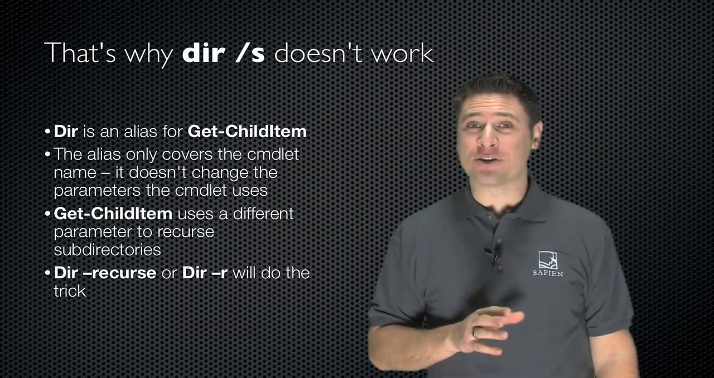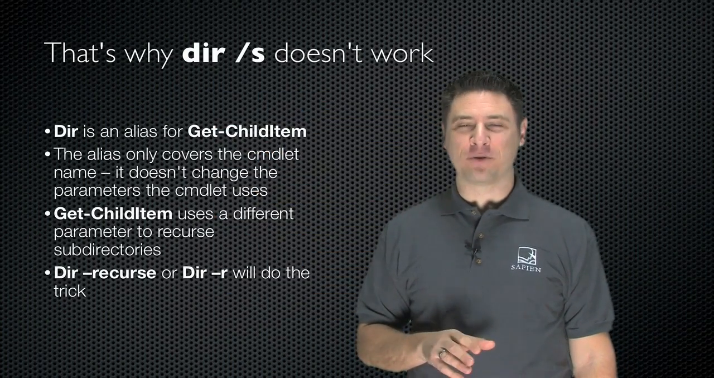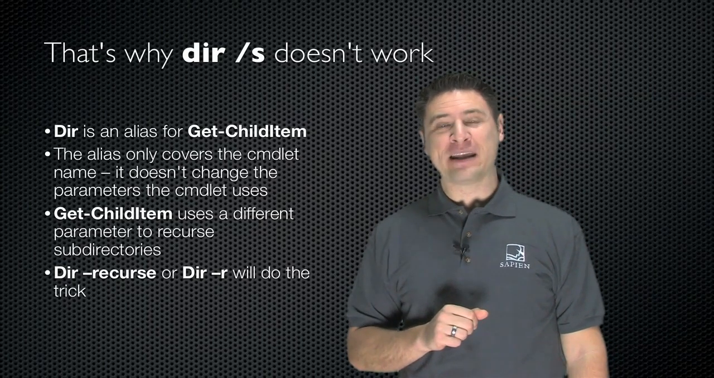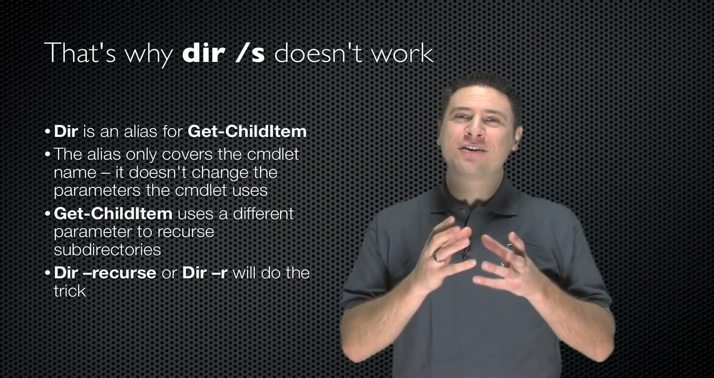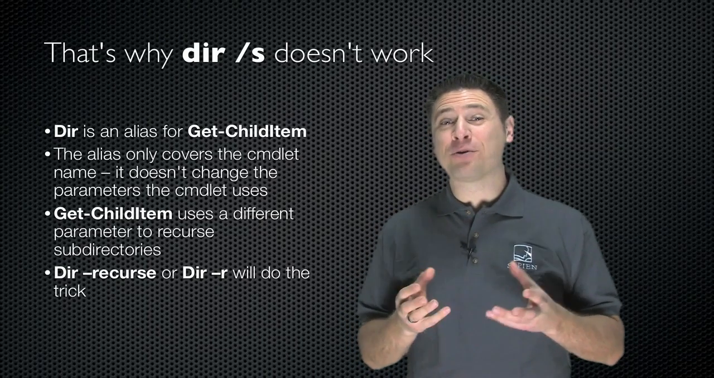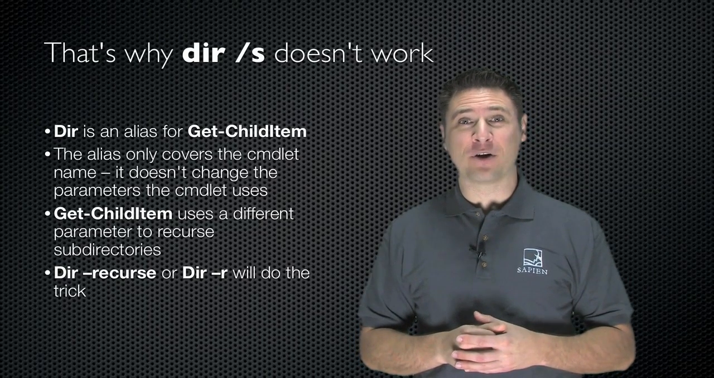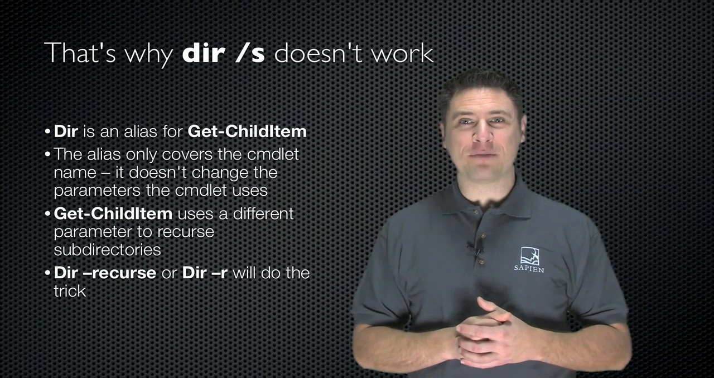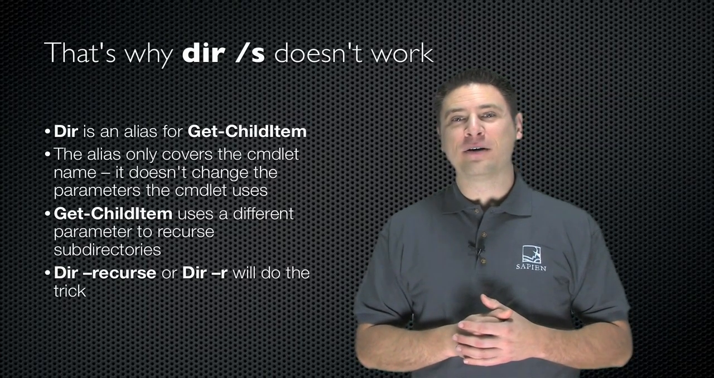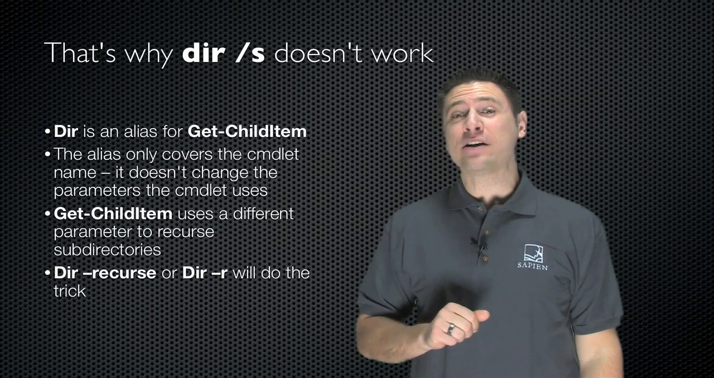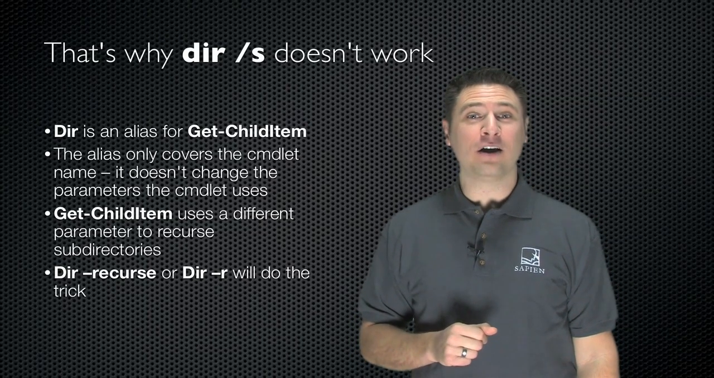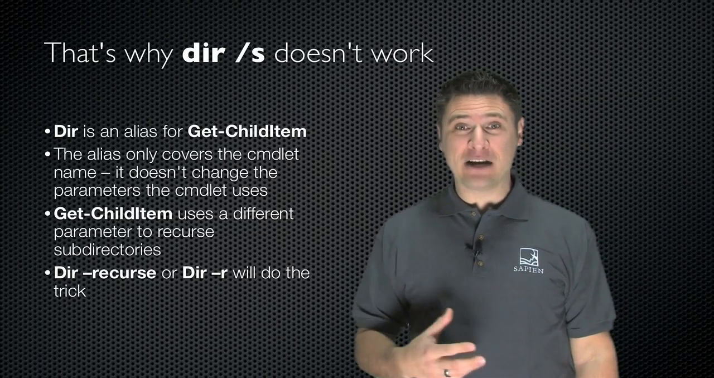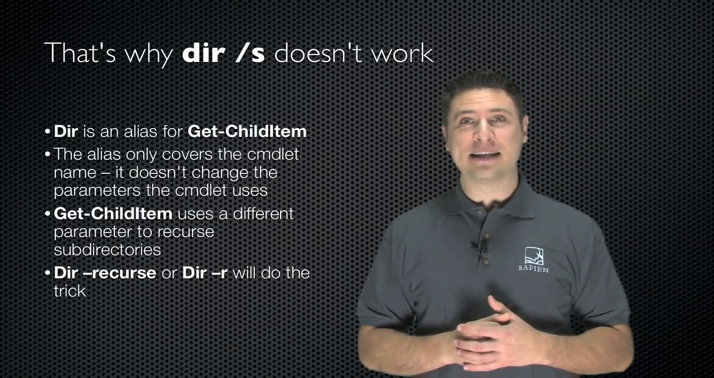And so aliases are why dir slash s doesn't work. See, dir is just an alias for a commandlet called get child item. And the alias only covers the commandlet name. It doesn't change the parameters that the commandlet uses. So get child item doesn't use slash s to recurse subdirectories, it uses a different one. So you could type dir dash recurse or dir dash r to recurse subdirectories, and that'll work because that's the parameter that get child item, the real underlying commandlet, is actually using.